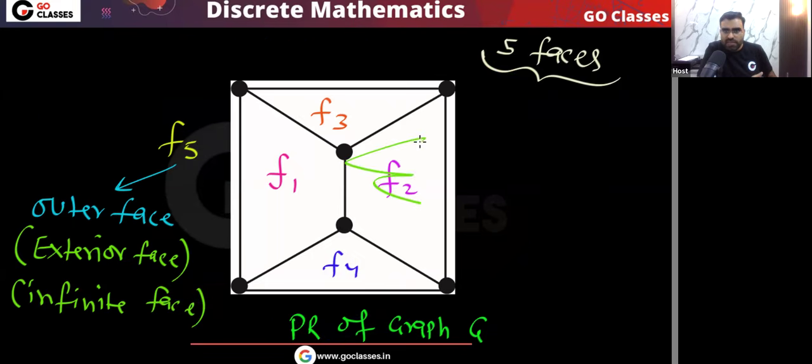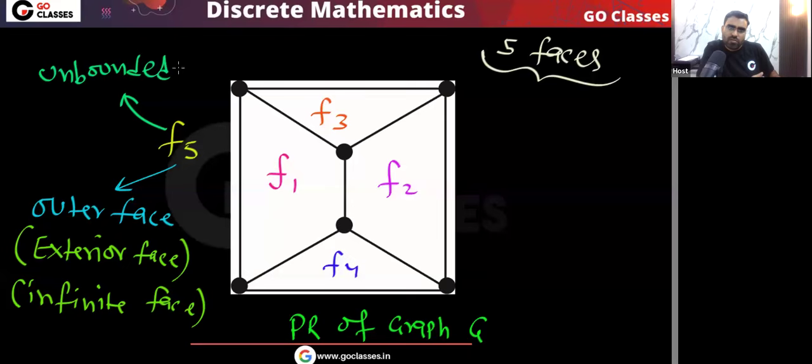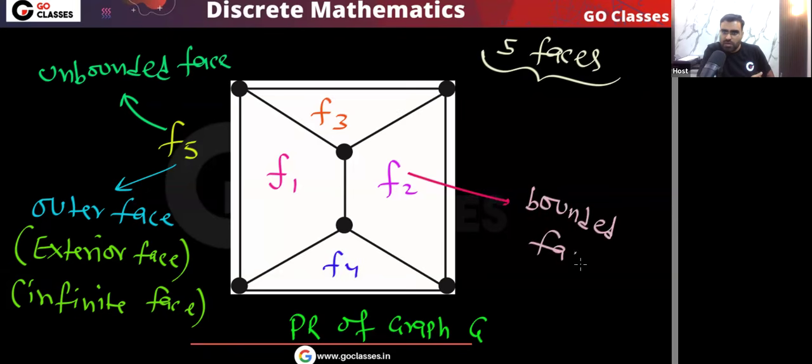But remember, these are finite. Look at this area, this is a bounded area. So you can say that this is an unbounded area, this is the unbounded face. And these are bounded faces. For example, this is a bounded face. So total five faces are there. How many bounded faces? How many unbounded faces? There is one unbounded face and four bounded faces.